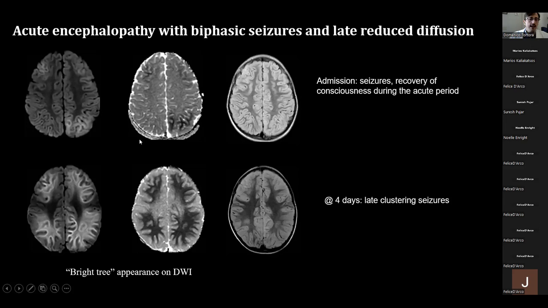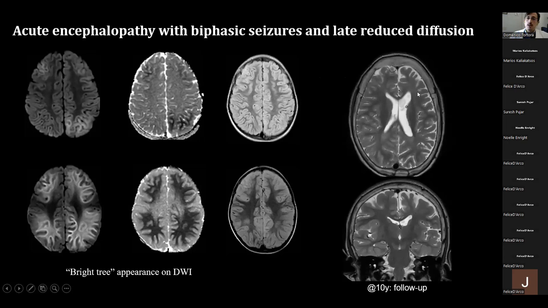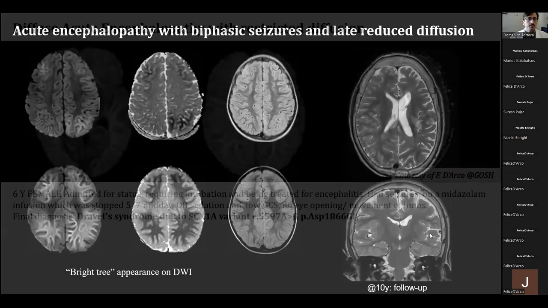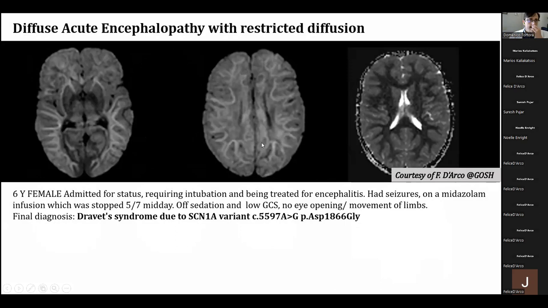And after 4 days, we have a worsening of the clinical scenario in the same patient with clustering seizures. We performed the MR scan again, and you can see the worsening of findings on the same sequences. In particular, on DWI sequences, we found this restriction of diffusion in subcortical white matter, but with sparing of the central portion of the brain. And in this case, we also have the follow-up images after 10 years showing the atrophy of many regions of the brain.